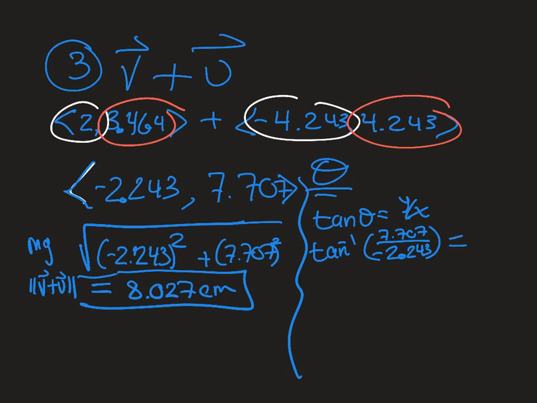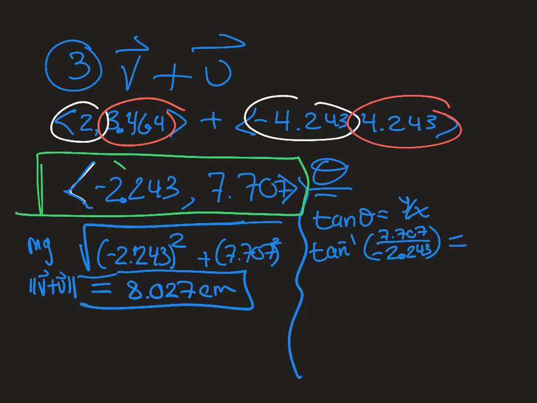Equals, and before I write down what it equals, this is what I want to point out. This new vector that we have added together and formed, this x is negative and the y is positive. So the quadrant that I should be in when I get my answer is quadrant 2, because x is negative and y is positive. So I'm going to grab my calculator and grab that arctan from the trig button.